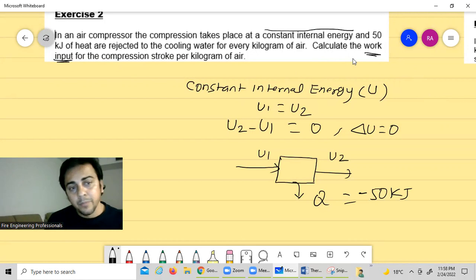To run the compressor. Similarly, if you have a compressor, how are you going to run that one, right? You must need some form of piston cylinder assemblies, right? You may need some kind of other mechanical device which rotates those, and then we get that compression. So in this case, Q is minus 50 kilojoule, delta U equals 0. And the question is calculate the work input.